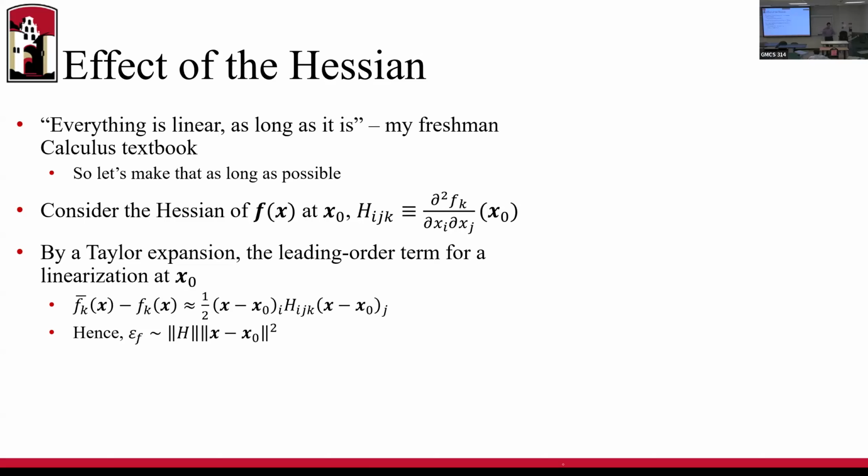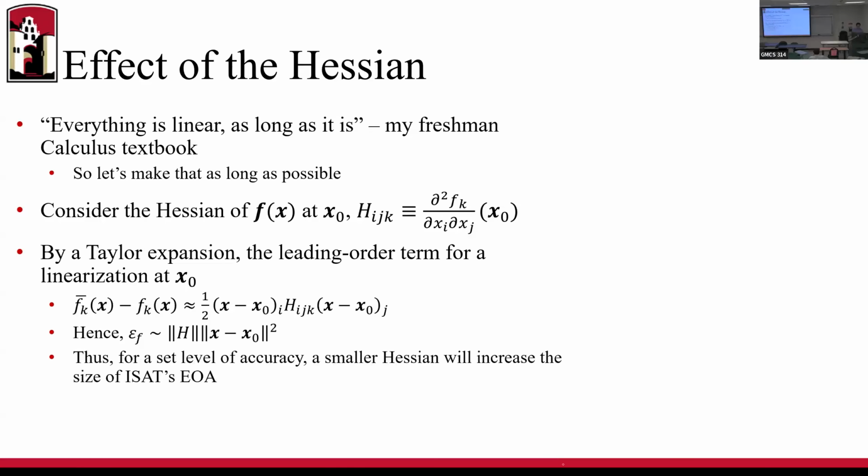And this tells us that if we minimize the Hessian, we can get away with using larger ellipsoids. So we can span the domain with a smaller number of them, hence less effort and less memory cost. So for such a level of accuracy, a smaller Hessian will increase the size of IFET's ellipsoids of accuracy. So let's see what we can do about minimizing the Hessian.